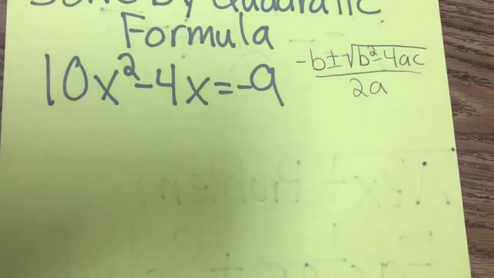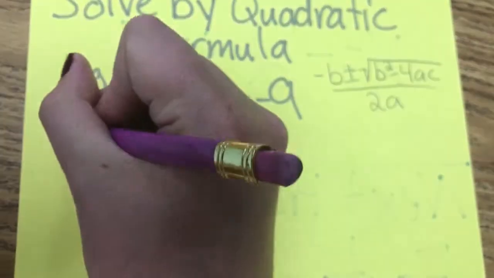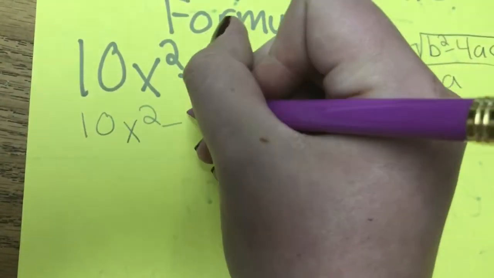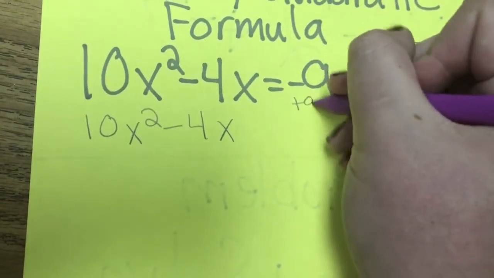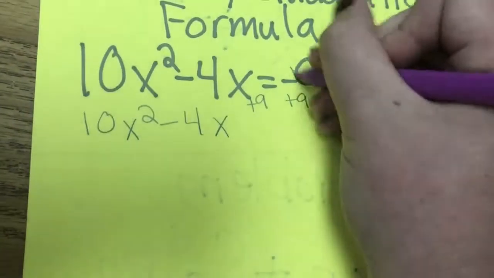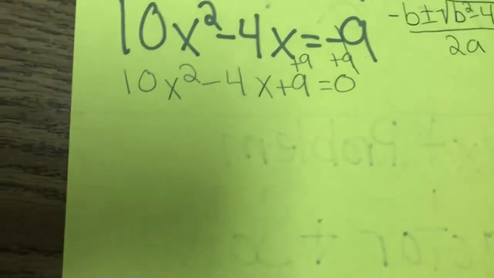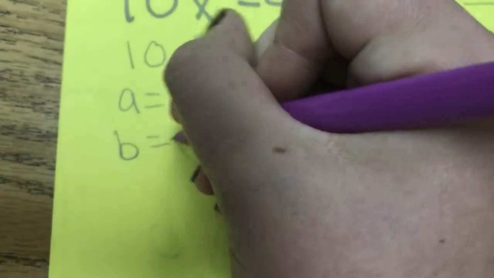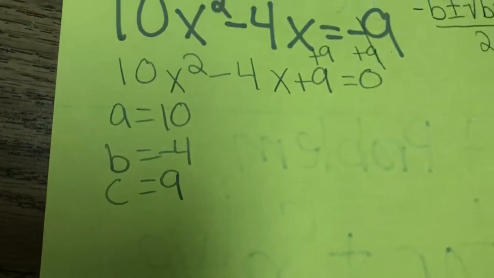And if you cannot visualize what your a, b, or c is, you need to identify it every single time. So first, I want to put it in my general form so I can identify my a, b, and c very clearly. So I want my negative 9 on the other side, or move it. So plus 9 on both sides cancels out. I'm left with positive 9 equals 0. Now I can identify a is 10, b is negative 4, and c is 9.